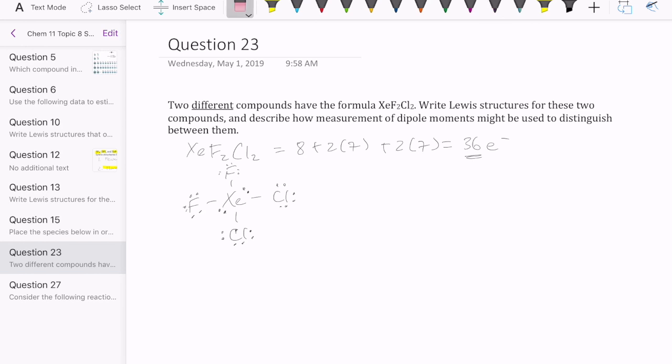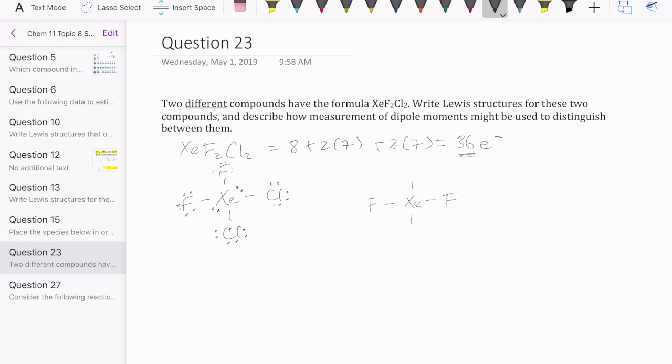But let's now take a look at a different way to draw this molecule. If you draw it this way, that's actually slightly different than the one that we just drew. So again, putting all the lone pairs on the terminal atoms, we now have this structure. Now the question is, what's the difference between the two structures? The difference can be discovered by looking at the structure of the molecule.